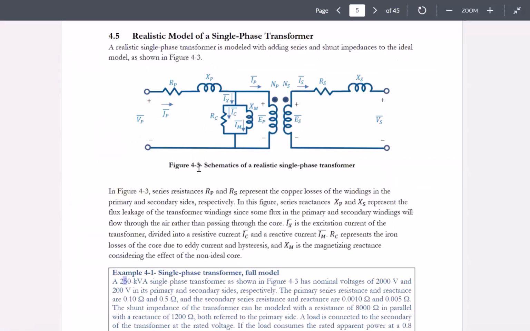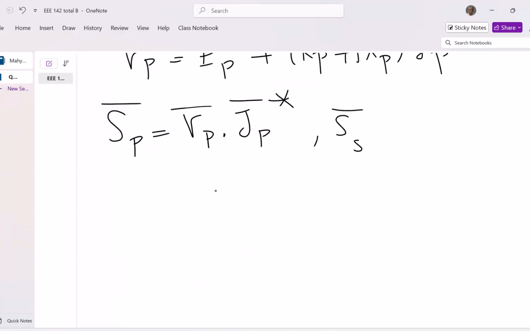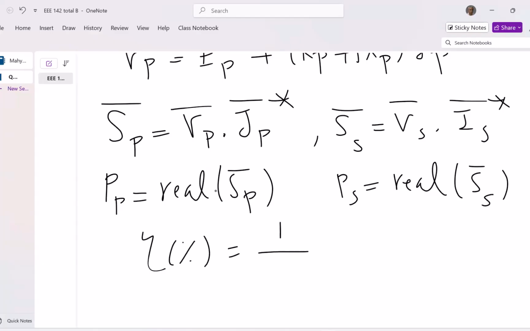Can you give me an easy expression for the efficiency in this transformer? So if you have S on the secondary side, the complex power of the load was VS times IS conjugate, right? If you just get the real parts of each of these, your PP would be the real of SP, and your PS, which is the same as the P of your load, would be the real portion of SS. So your efficiency would be PS over PP. If you want to express that in percent, that would be times 100.